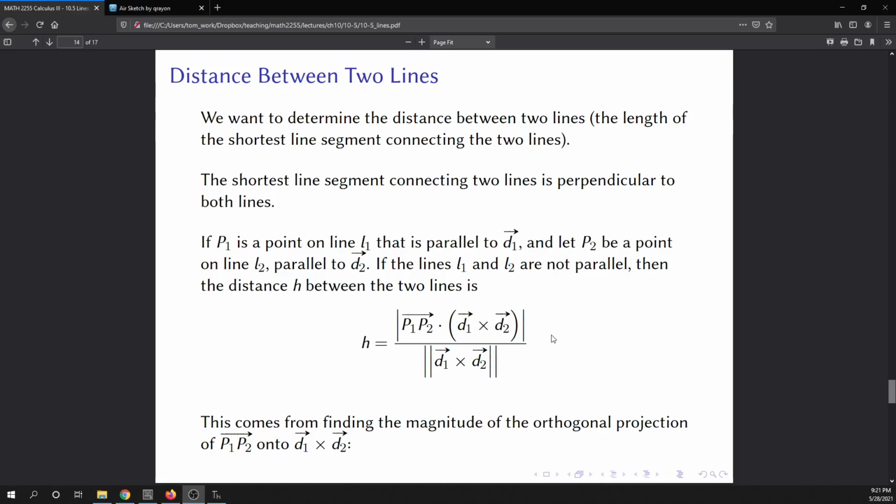So first thing is that this formula is only going to work if line 1 and line 2 are not parallel to each other. If they are parallel to each other, then all you need to do is to pick a point on the first line and use the formula that we talked about in the previous video to find the distance from that point to the other line. So you don't need this formula if they're parallel. If they're skew, though, then you can use this formula. Okay.